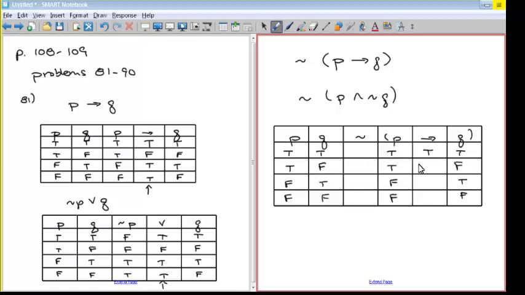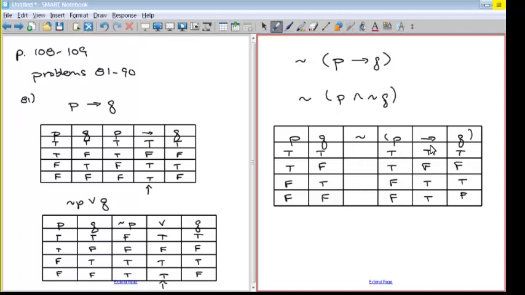The conditional operation, the if-then statement, is only false if the first is true and the second is false. Otherwise, the other combinations are true. True, true is true; false, true is true; false, false is true. Only true, false is false.